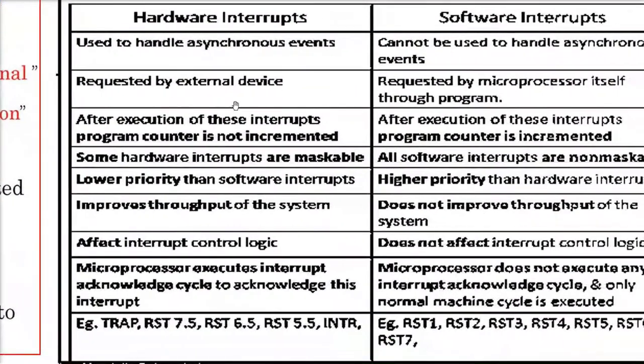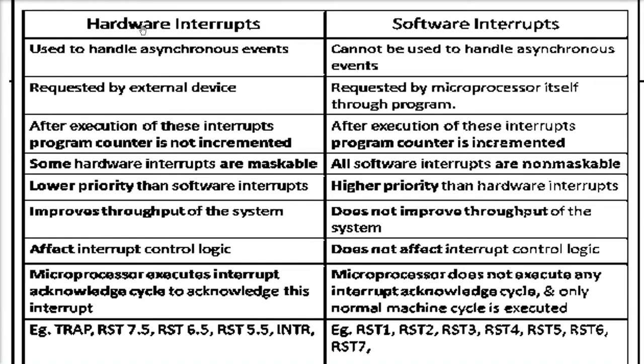Let me give you an idea about hardware and software interrupts. Hardware interrupts are used to handle asynchronous events, that is, those which are not synchronous; they can happen anytime. Software interrupts cannot be used to handle asynchronous events. Hardware interrupts are requested by the peripheral device or the external device. Software interrupts are requested by the microprocessor itself through certain programs, certain code, certain instructions.